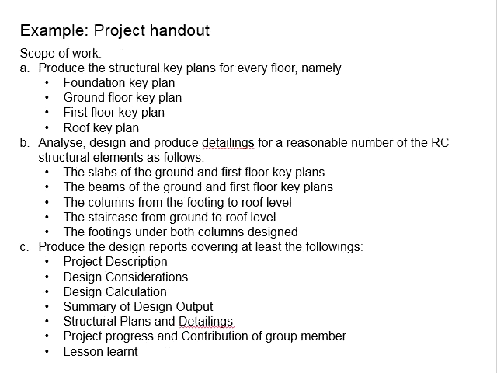Now you want to know the scope of your work. You have to read every single one of it and make sure you don't miss any of those. First, produce the structural key plans for every floor, which include the foundation key plan, ground floor key plan, first floor key plan, and roof key plans. That means we are talking about a double-story detached house here, and there will be at least 4 plans here: foundations, ground floor, first floor, and the roof floor.